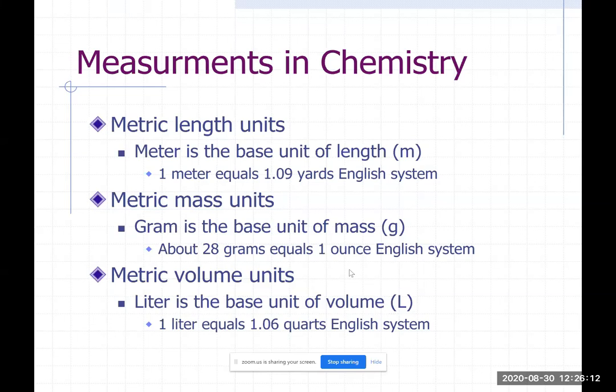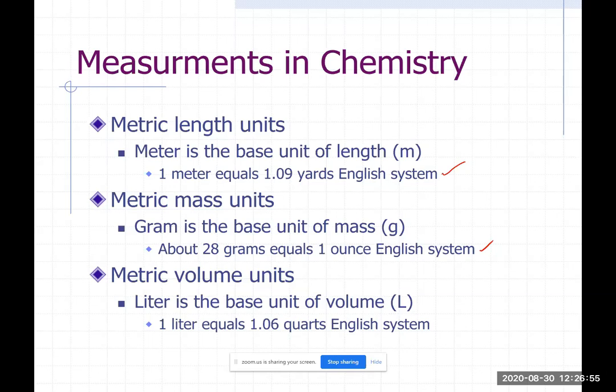Meters are the base unit for length, as I just said, and the abbreviation for meters is this lowercase m. You don't have to memorize this definition that I'm giving you. 1 meter equals 1.09 yards in the English system, but I am just giving you that value for a reference. Metric system mass units, again, the base unit is the gram, and it's denoted by this lowercase g. Again, you don't have to memorize this value, but about 28 grams equal 1 ounce in the English system. It just gives you a reference for a gram.